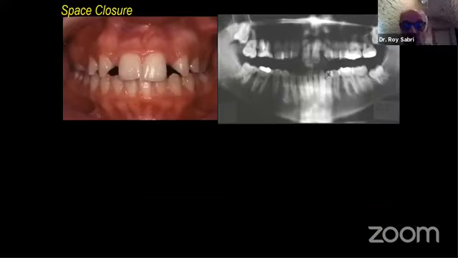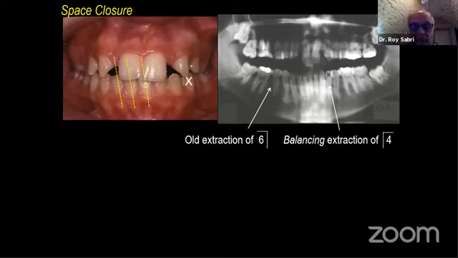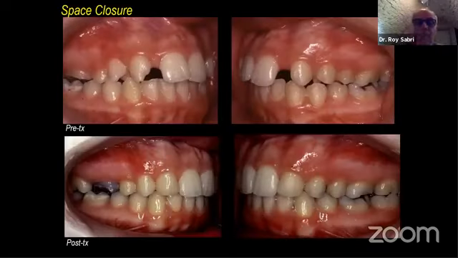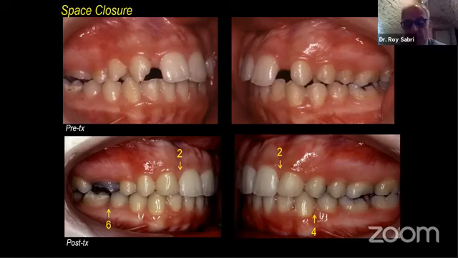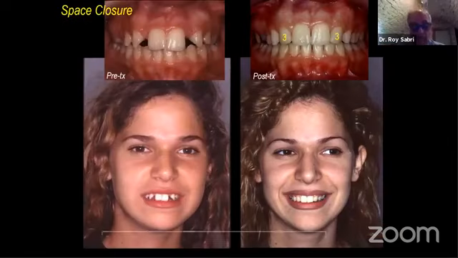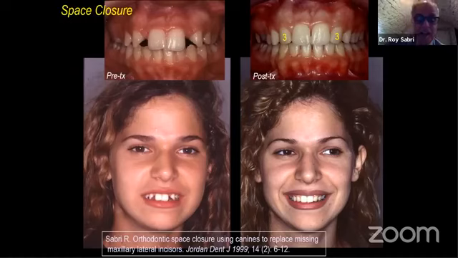So she had an old first molar extraction. This is why you see this tipping of the teeth. So we had to do some balancing extraction, and you have two missing upper laterals. So again, it's like the previous case, 4 teeth extraction case, and there was some coronoplasty and buildup of the canine. By the way, this was published in the Jordan Dental Journal back in '99.